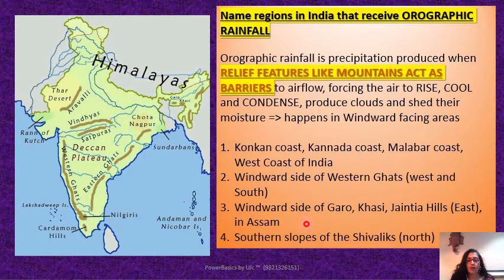So the first is the Konkan coast, Kannada coast, Malabar coast and west coast of India. Second is the windward side of the Western Ghats, west of India and south of India, this part, Cardamom Hills. Third is the windward side of the Garo, Khasi and Jaintia Hills, east part of India, and the southern slopes of the Shivaliks in North India. So you should know where you get orographic rainfall. Wherever there are mountains, those are relief features, you're going to get orographic rainfall.